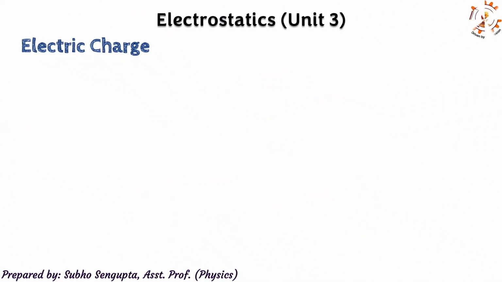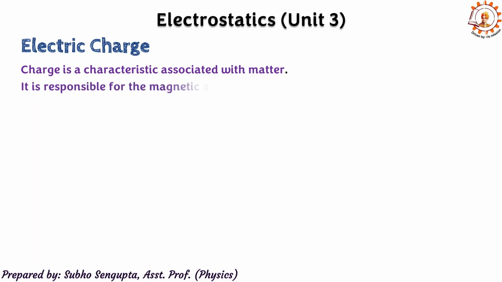Let us now define electric charge. Electric charge is something possessed by material objects. So, we say that electric charge is a characteristic associated with matter, and it is responsible for the magnetic and electrical effects produced and experienced by matter.